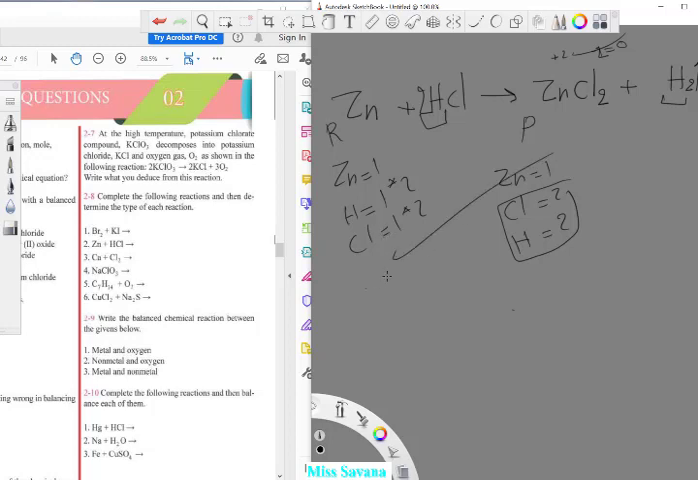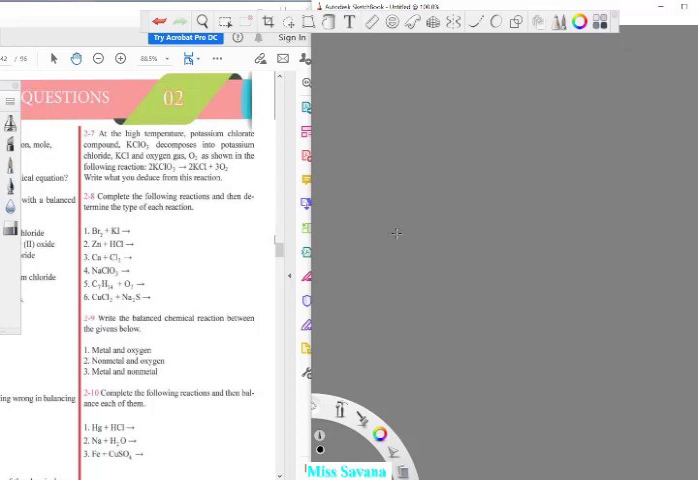Okay, now what is the type of this reaction? Actually it's the same as the type of the first one, the single displacement reaction. Why? Because you have one element changing in one compound, so it's definitely single displacement. Okay, moving on to the next one.